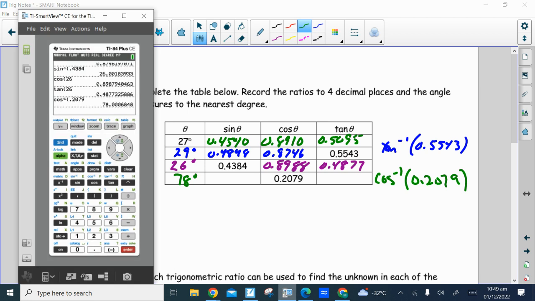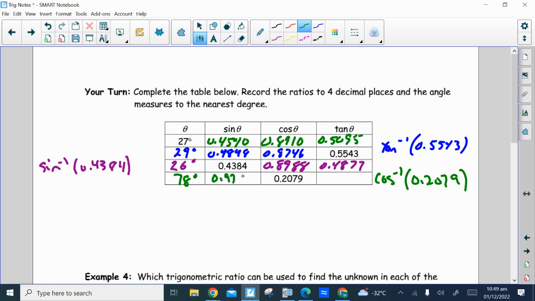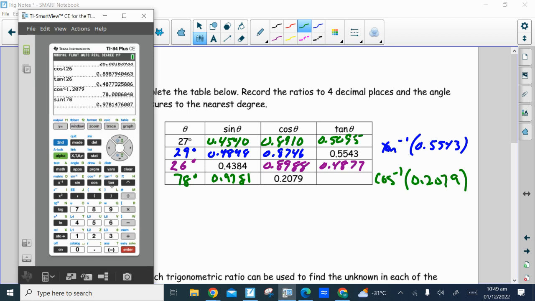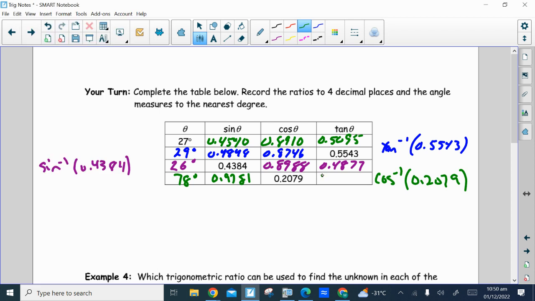And now the next space is for the sine of that angle, so we'll take the sine of 78. 0.9781. The 1 is in the fourth position. To the right of that is a 4, which means the 1 stays the same. 0.9781. And then we're missing a space for the tangent of that angle, the tangent of 78. 4.7046, to 4 decimals.